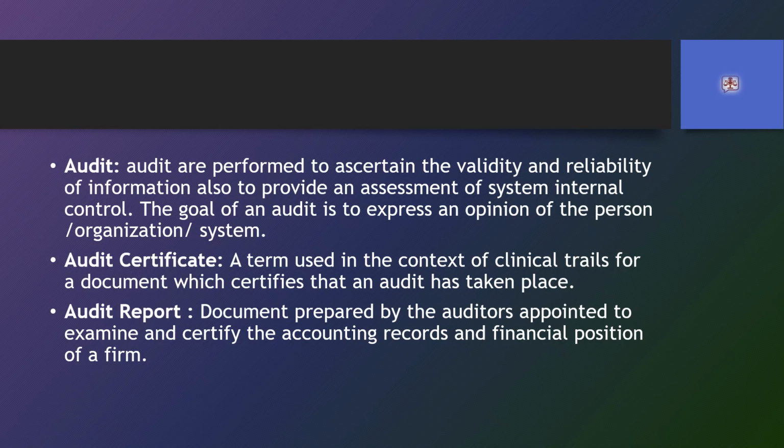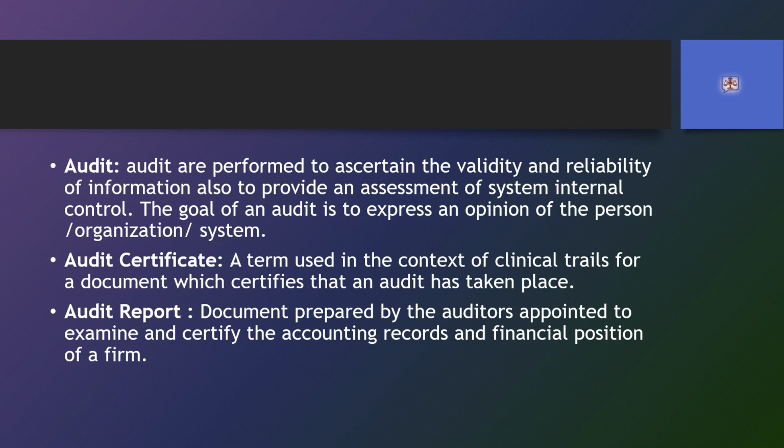And the third one is the audit report. It is a document prepared by the auditors appointed to examine and certify the accounting records and financial position of a firm. So it is a detailed document made by the auditors, where they write down their findings and confirm if the records and accounts are correct. So this is all about the audit report.